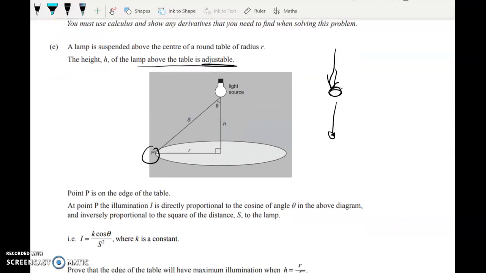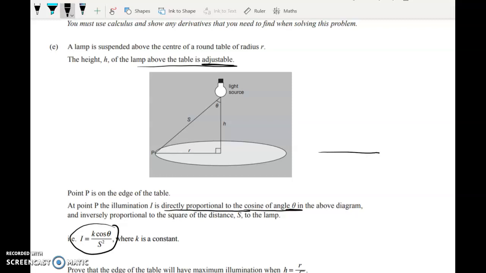We're given a formula from somewhere, physics, I guess, for illumination. So illumination is directly proportional to the cosine of angle theta in the above diagram, and it's inversely proportional to the square of the distance to the lamp. Okay, but you can see that as you pull up that lamp, what's going to happen? Well, the thing that's not going to happen is that r is not going to change, right? So that's the key to this question, I think, is to know that r is just a constant.